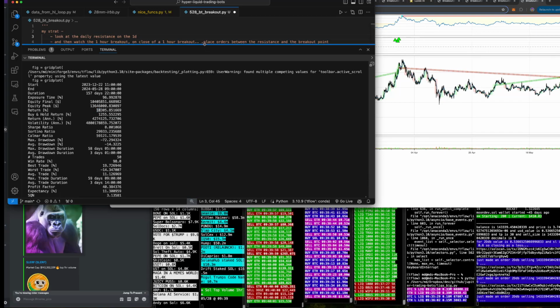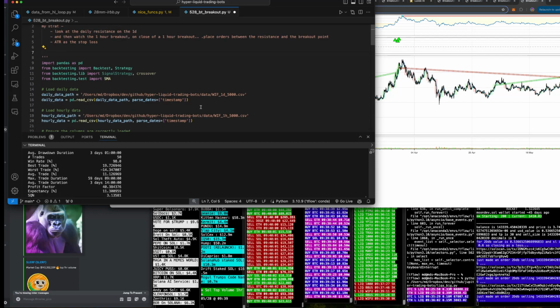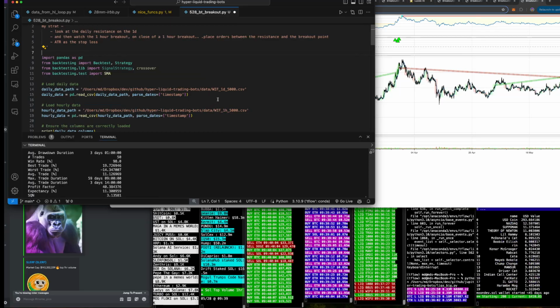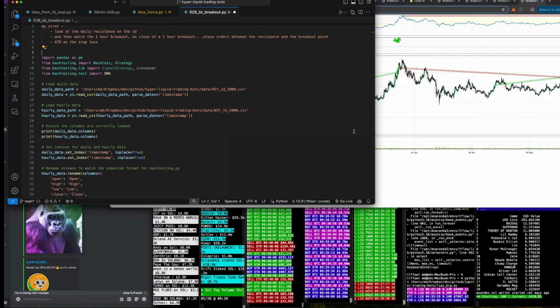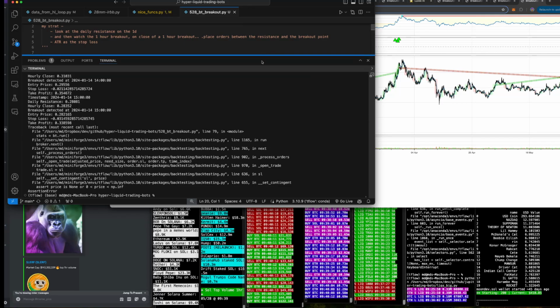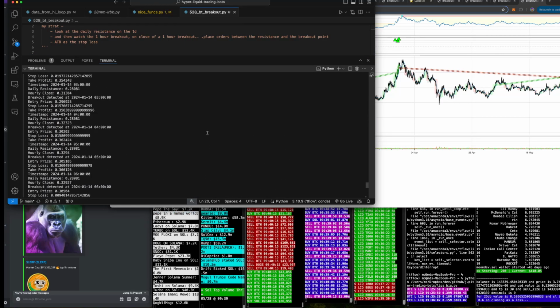So let's go backwards. All right, let's try that one. Not that it matters too much, because again, backtest is just an indicator, in my opinion, at least.